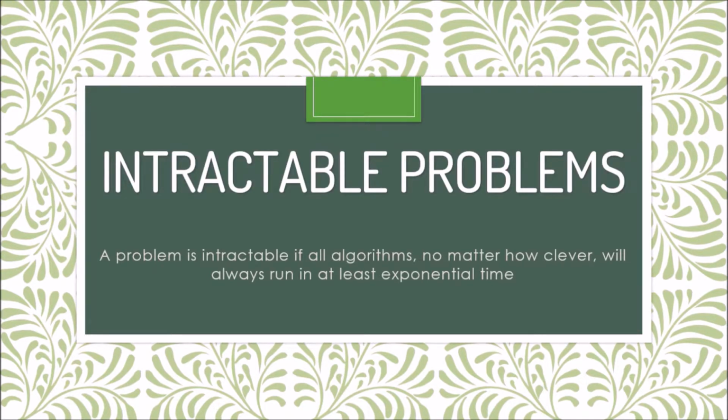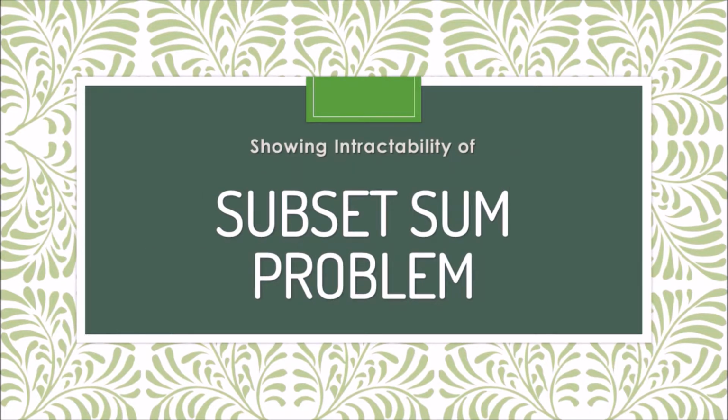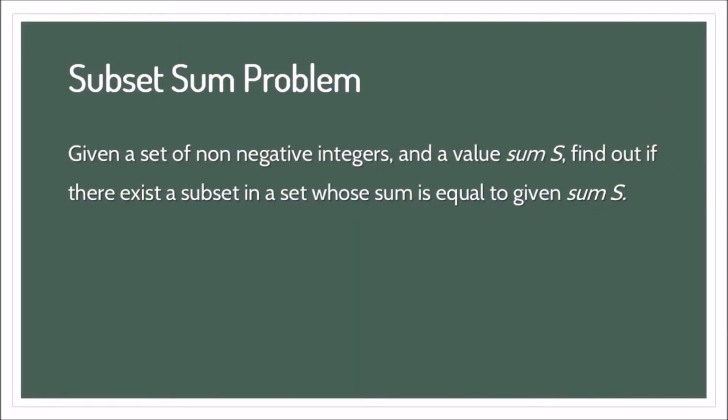This time we will discuss problems that are intractable. First, what is an intractable problem? A problem is intractable if all algorithms, no matter how clever, will always run in at least exponential time. For intractability, we have the subset sum problem. Given a set of non-negative integers and a value sum s, find out if there exists a subset whose sum is equal to the given sum s.